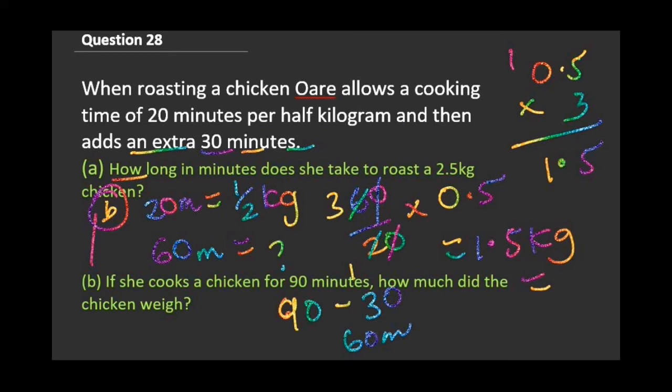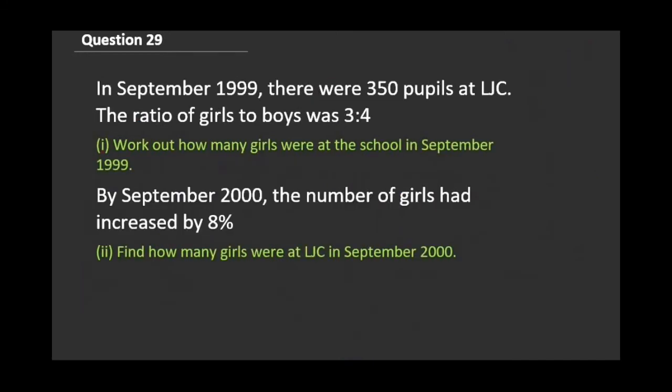That's B. Question 29 has A and B as well. In September 1999, there were 350 pupils at LJC. The ratio of girls to boys was 3:4. Work out how many girls were at the school in September 1999.